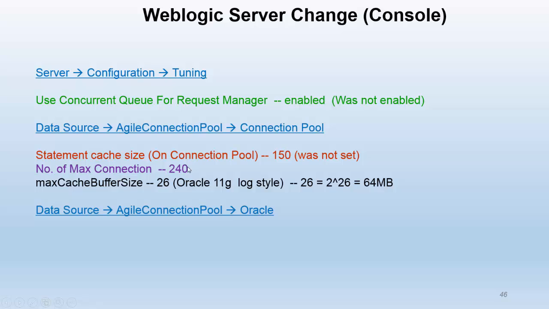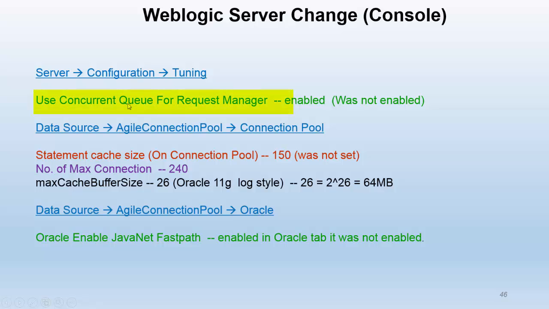And then I put the maximum connections, those were around 60, and increased them. And I just put the Java fast cache path, and also I enabled the concurrent queue for the request manager. This is kind of parallel to the concurrent manager of R12. So it will not lock the resources, and that's how I enabled this one. It was not enabled.